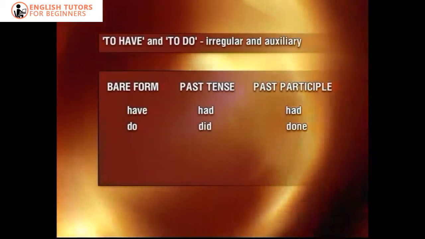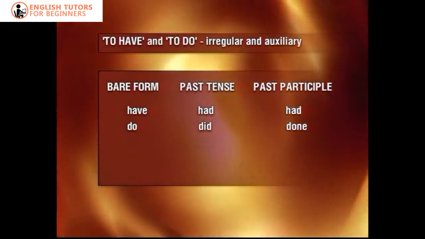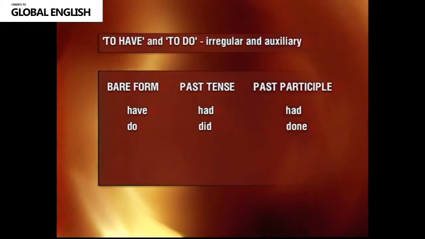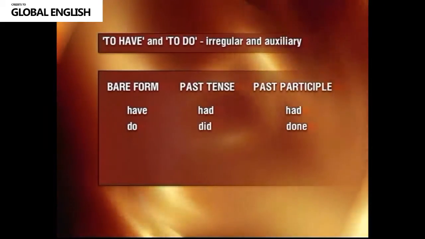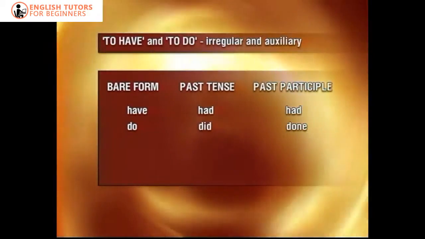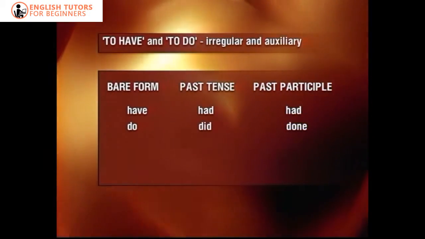To have and to do, irregular and auxiliary. Bare form, have. Past tense, had. Past participle, had. Bare form, do. Past tense, did. Past participle, done.